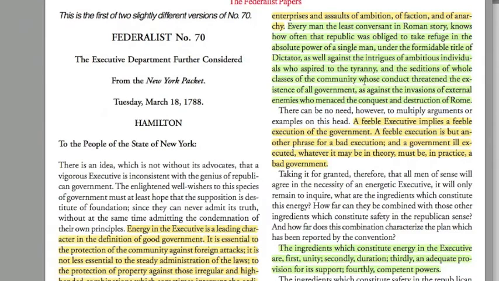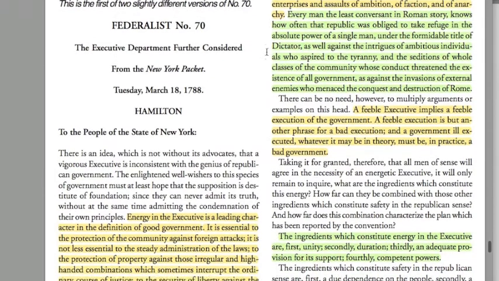He dives into history with the next highlight here in green. Every man the least conversant in Roman history knows how the Republic was obliged to take refuge in the absolute power of a single man. Now, if you don't know something about Roman history, this is really where you need to take your annotate button and pull up a note in here and say, have Mr. Staub explain this to us. That's okay. Remember, as you read, if you see something that you aren't sure of, please make note of it.